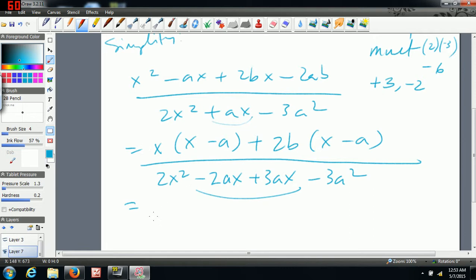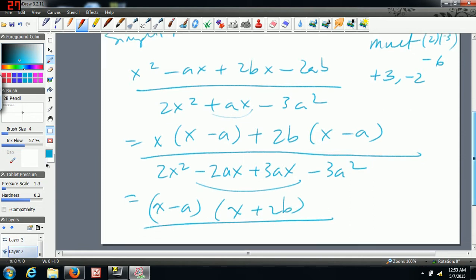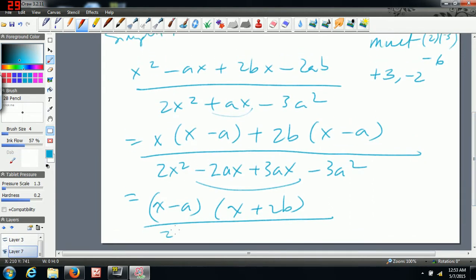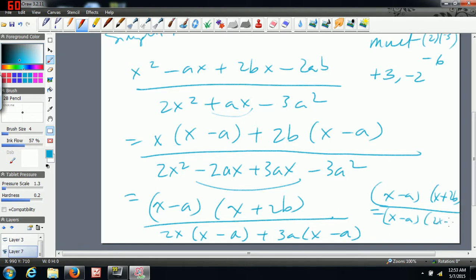At the top, I can factor out an x minus a, and when I do, I get x plus 2b. On the bottom, I can factor out a 2x, and I get x minus a. And over here, I can factor out a 3a, and I get x minus a again. So on top, I get x minus a, x plus 2b. And over here I get x minus a, 2x plus 3a. Then these two cancel each other out, so we're left with x plus 2b over 2x plus 3a.